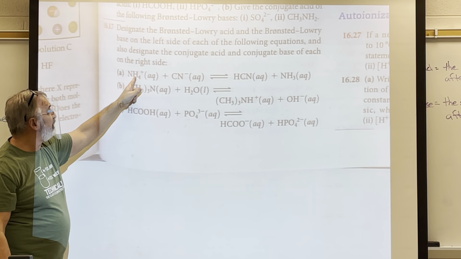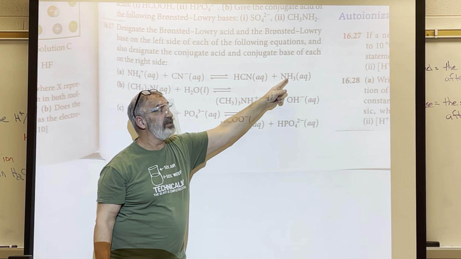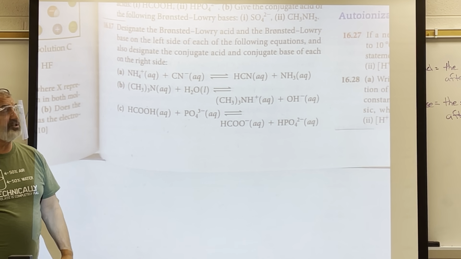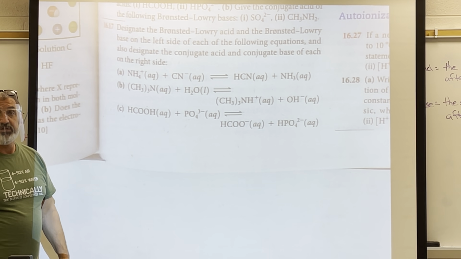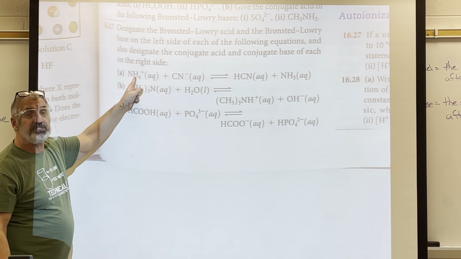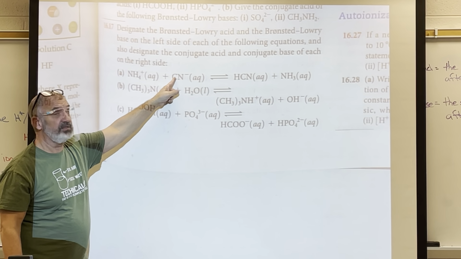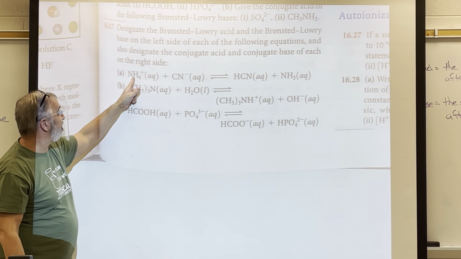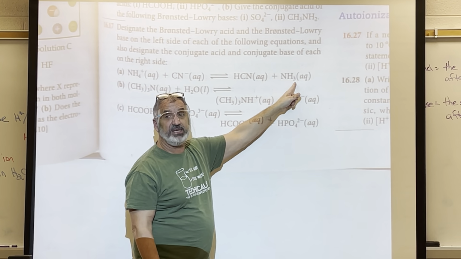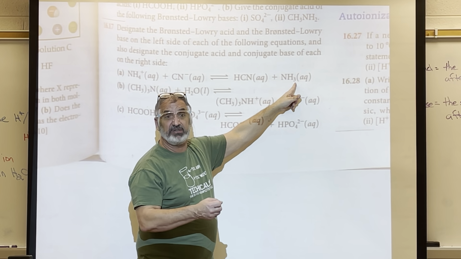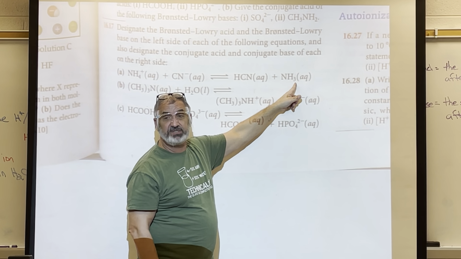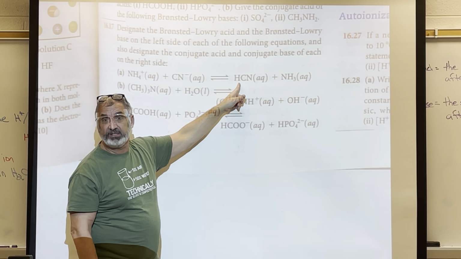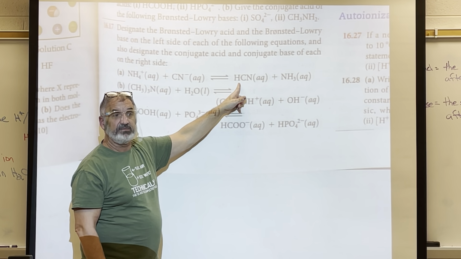So how's the NH4 plus changing to become NH3? Losing, it's donating a hydrogen. What's it donating it to? The CN minus. So this is the one donating, this is the one accepting. Acid, base. Now after the acid donates and becomes NH3, it now has the ability to accept one back, so it becomes the conjugate base. This one now has a hydrogen that it can donate, so it's the conjugate acid.